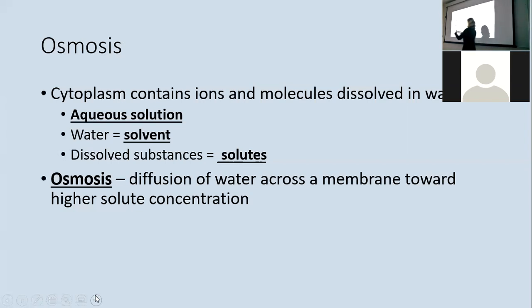Your cytoplasm, the stuff in your cells, contains ions and molecules dissolved in water. That's your cytoplasm. So it is functionally, in the chemistry class sense, an aqueous solution. The water is the solvent, and all the stuff in your cytoplasm are the solutes. Solutes are the things that are dissolved in water. And so osmosis is the diffusion of water across a membrane.